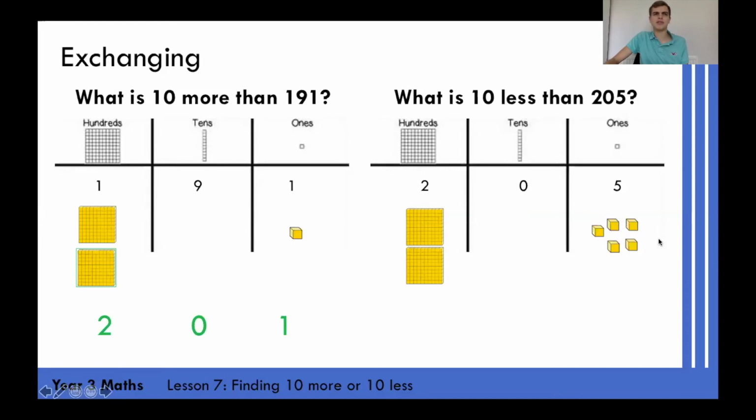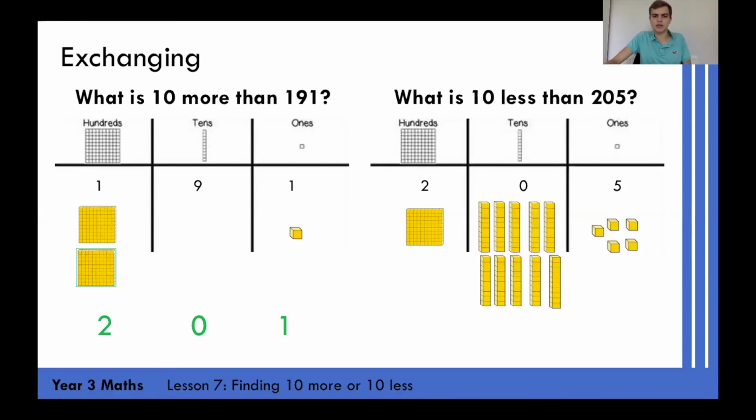Now, if I want to find 10 less, it means I'm taking away some tens. But I've got no tens in my tens column to take away. I can't take any away. So what I've got to do is, first of all, exchange one of these hundreds for 10 tens. We've just said 100 is the same as 10 tens. So I'm going to exchange 100 for 10 tens.